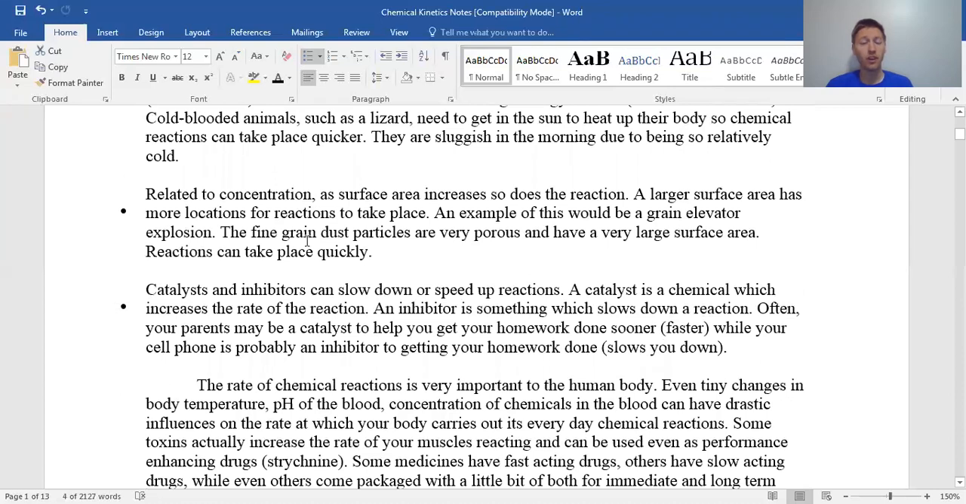Also things that can influence rates of reaction are concentration and surface area. A large surface area means more locations for the reaction to take place. Gases react a lot faster than solids and liquids, because gases are mixed in with everybody, but liquids and solids only make contact at the surface, so they have very slow reactions.